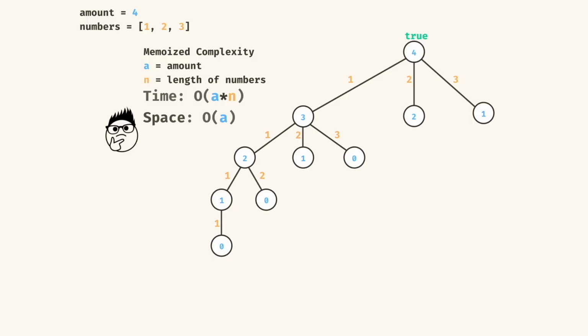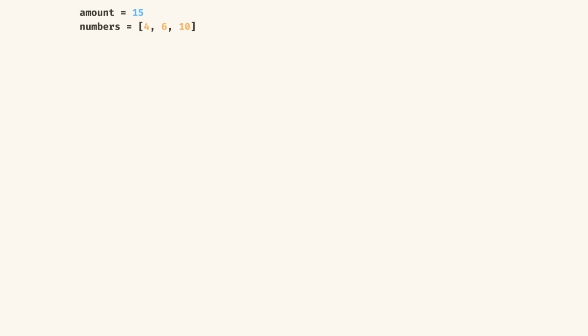Before I let you go, let's step through an amount that would not be possible given some numbers. So we'll step through a scenario that should return false. So my amount is 15, and I have numbers of 4, 6, and 10. If we attack this one the same way, we'll start with 15 in the root, and we'll subtract each option of number.